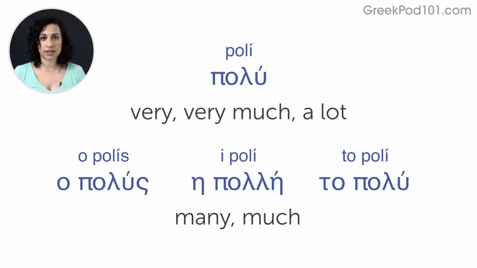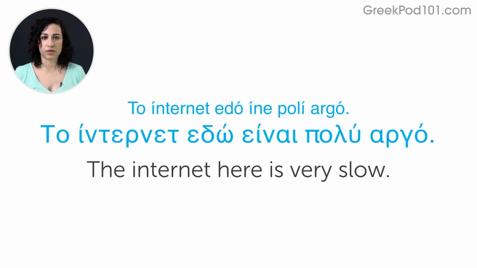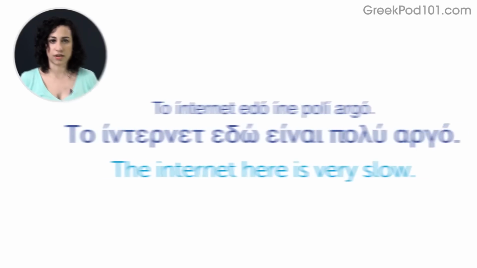Many people, including native Greeks, misspell it because they confuse the adverb with the adjective ο πολύς, η πολλή, το πολύ, meaning many or much. Here are some sample sentences. Σ' αγαπώ πολύ. I love you very much. Το ίντερνετ εδώ είναι πολύ αργό. The internet here is very slow.